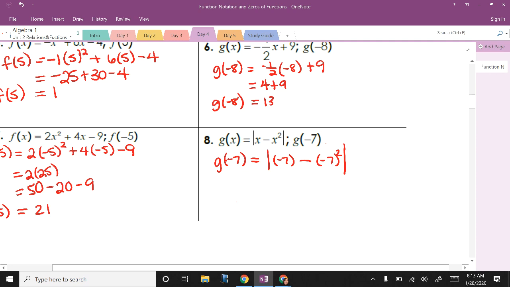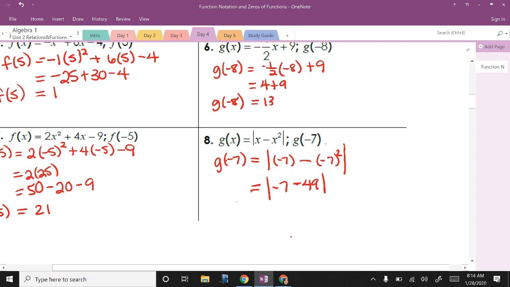So use parentheses so you don't mess up your signs. And inside the bars, you also need to apply the order of operations. So order of operations inside the bars, do we exponent first or do we subtract first? Y'all need to be looking up here. Exponent first. All right, so what is -7 squared? +49, but since there's a minus outside it, it's still going to be -49. Y'all see that? So the absolute value of -7 minus 49.